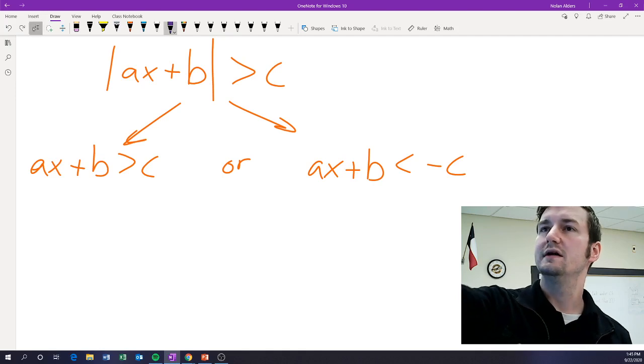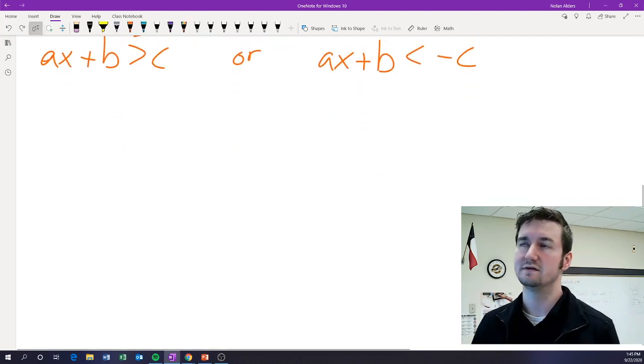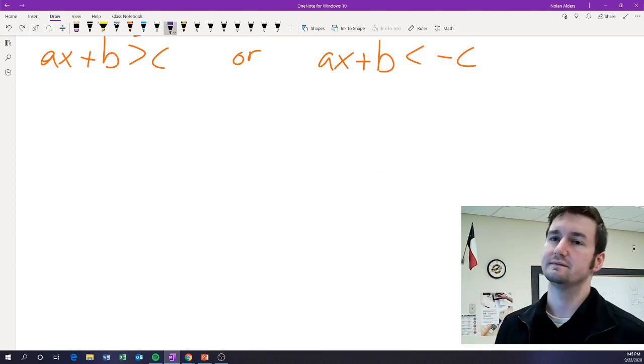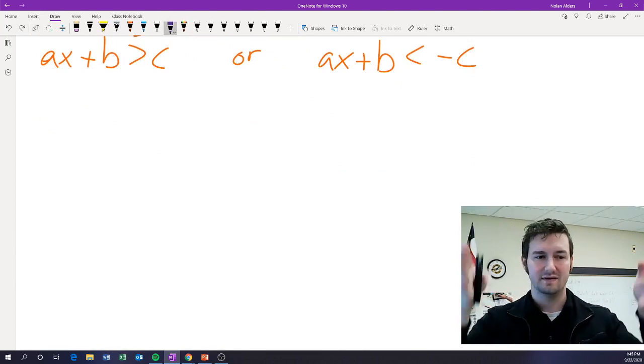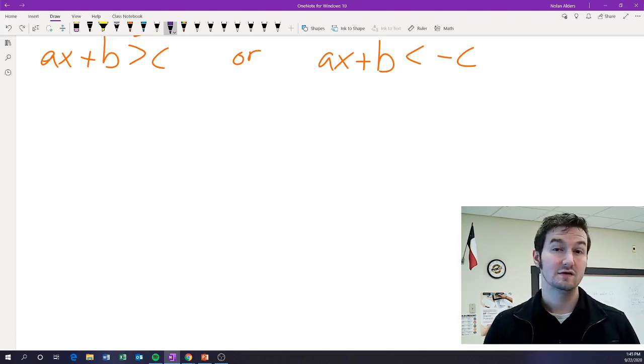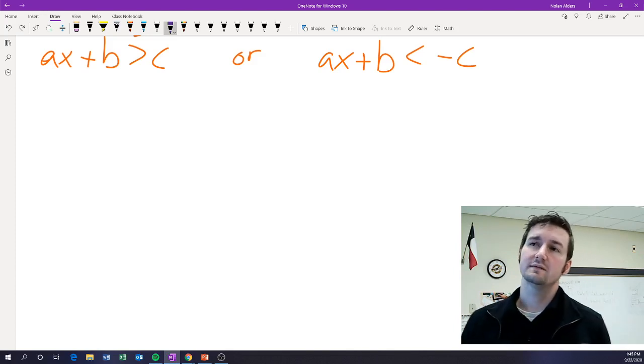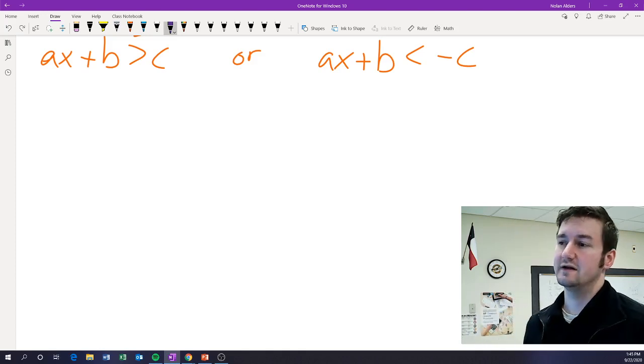So remember in the last video, when we were talking about equations, there was this special case when we said the absolute value of something equals a negative number. And remember that in that case, there was no solution. We said no solution because the absolute value of something can't be a negative. So we have something similar that happens when we have inequalities.